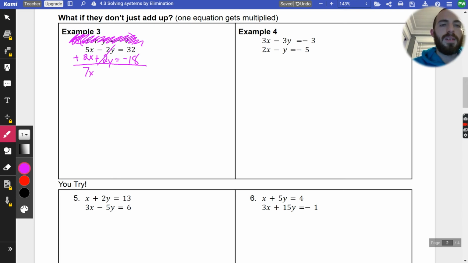We're going to get 7x equals, let's start with the calculator, 14. 7 times x, remember, do the opposite, so divide both sides by 7, and we get 2.